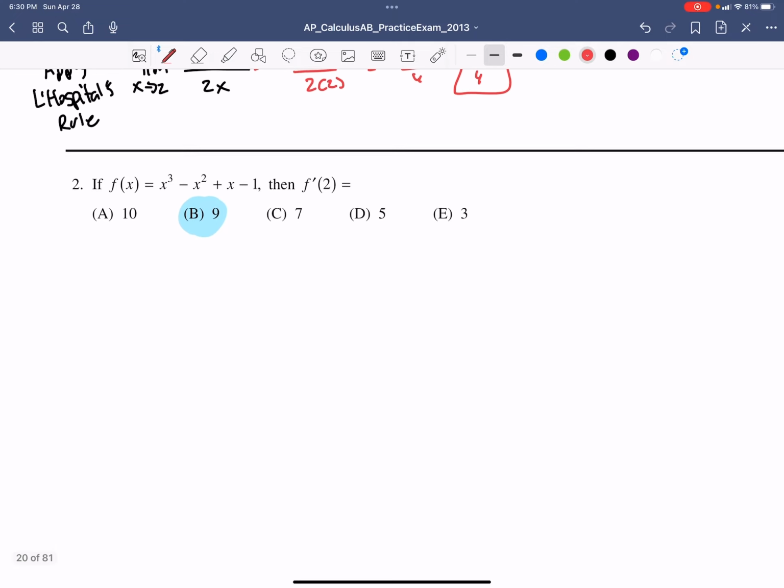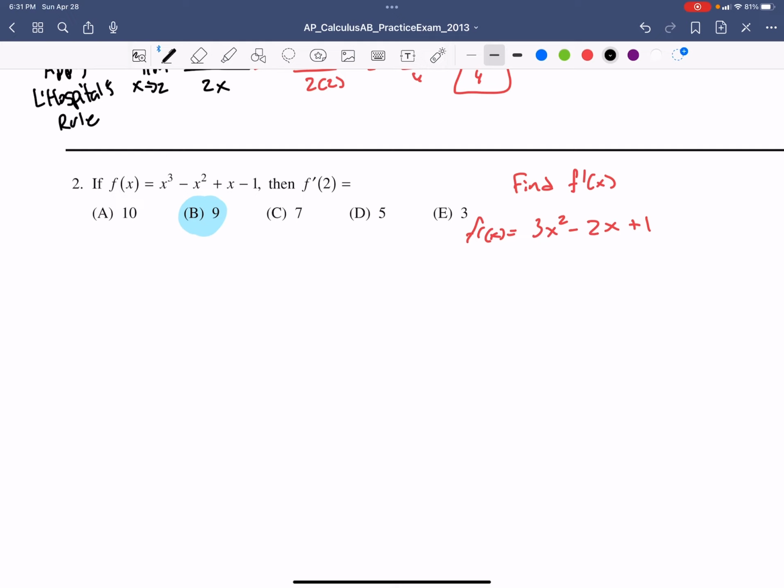It gives us f of x is this function and asks for f prime of 2. So the first step is to find f prime of x, and you're just going to use the power rule. The derivative of 3x cubed is 3x squared. So f prime of x is 3x squared minus 2x plus 1, because the derivative of x squared is 2x, and the derivative of x is just 1.